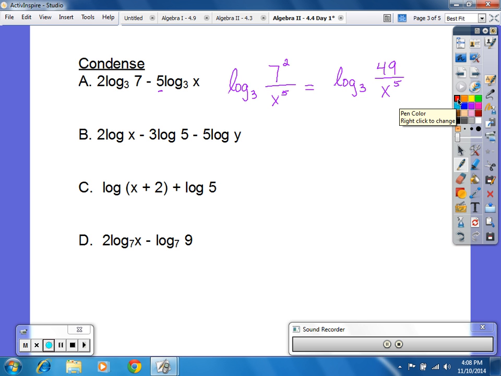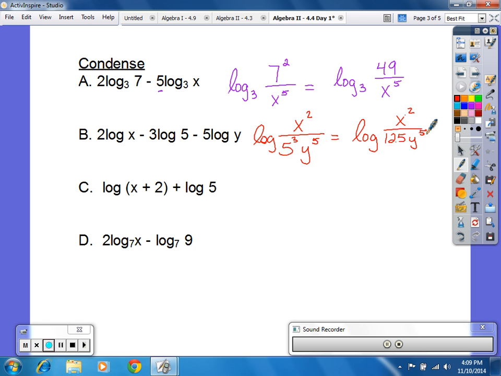Letter B. First I'm going to write my logarithm. This one is just a common log, log base 10. I start with x to the 2nd. This means to divide. So I have a 5 to the 3rd. This is also divide, so this also goes on the bottom of my fraction in the denominator, y to the 5th. My final answer here would be the log of x squared over 125 y to the 5th.